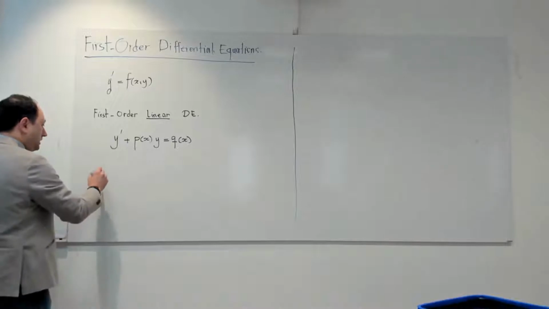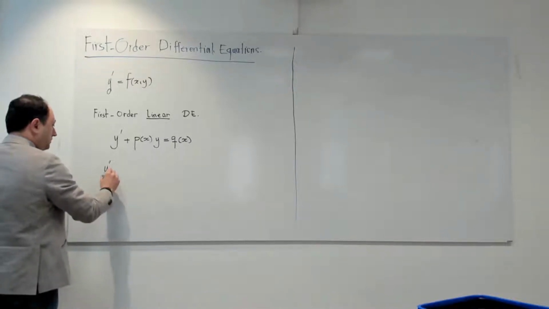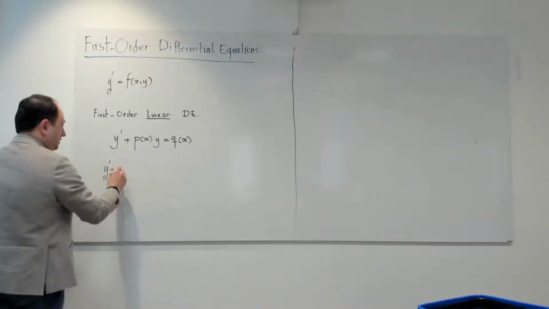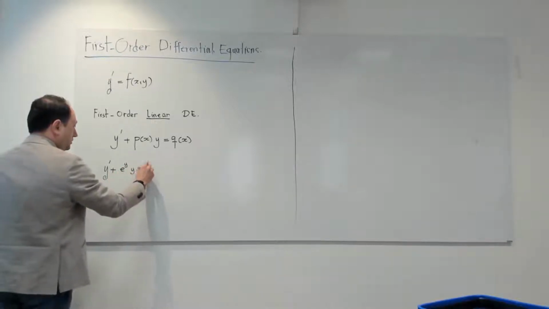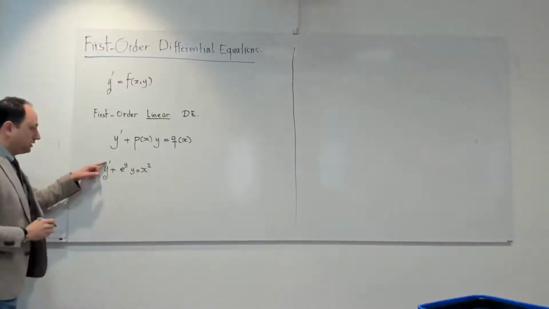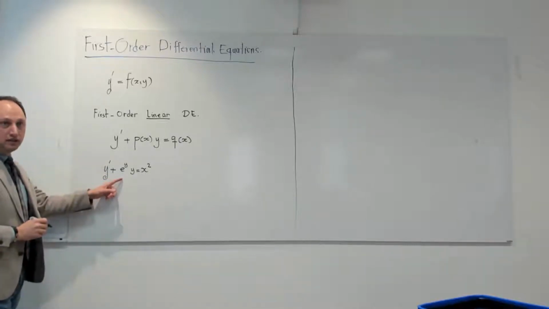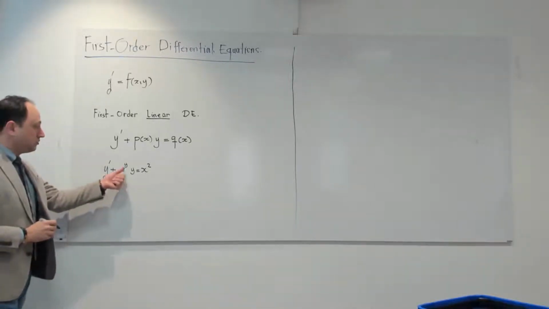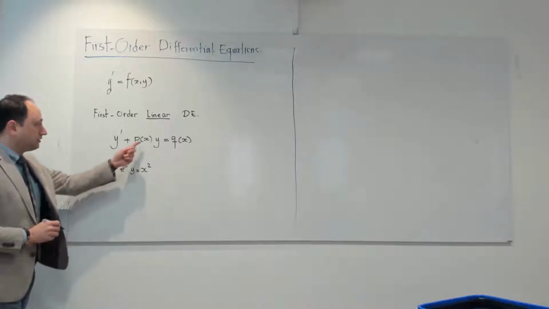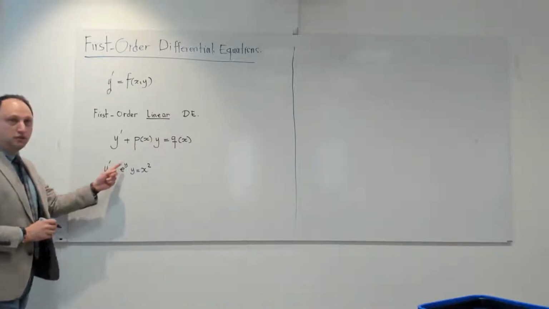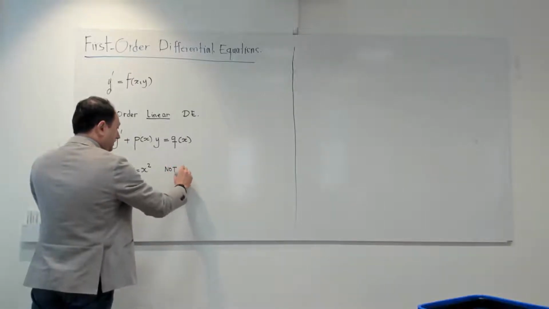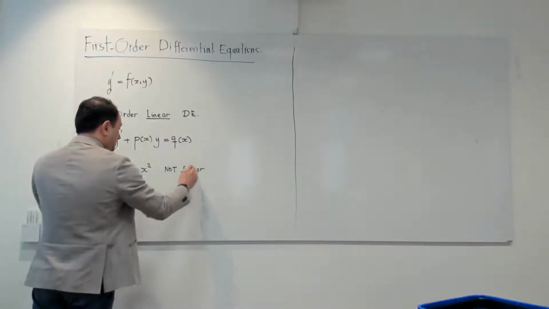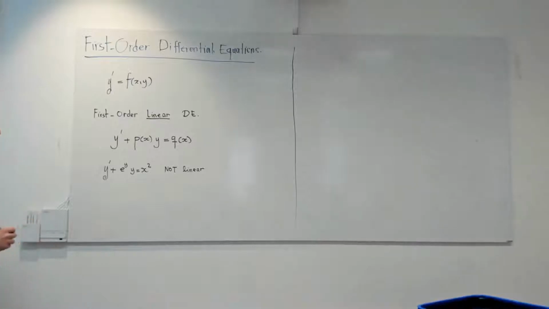For example, I can in principle write y prime plus e to power y times y is equal to x squared. This is first order, but it is not linear. Because if you see, what is multiplied by y is not a function of x, it is a function of y. So this is not linear.